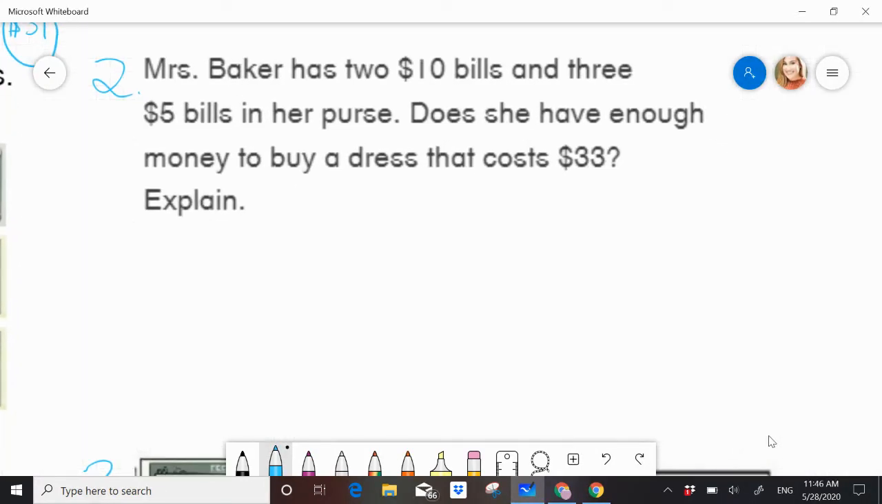Mrs. Baker has 2 $10 bills and 3 $5 bills in her purse. Does she have enough money to buy a dress that costs $33? Explain. I don't know about you, but I have to draw my work.